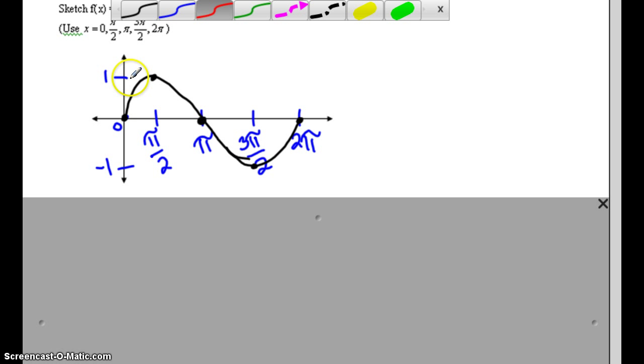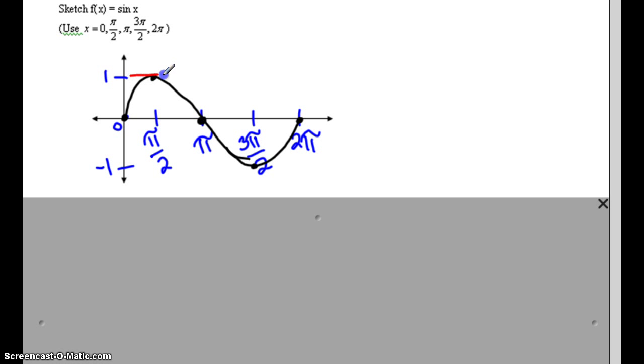Now, I know that my tangent at pi over 2 is going to be horizontal. I also know that my tangent at 3 pi over 2 is going to be horizontal. Okay. At 2 pi, it's going to be a diagonal as best I can. At 0, it's also going to be a diagonal. Okay. And then at pi, it's going to be a negative.